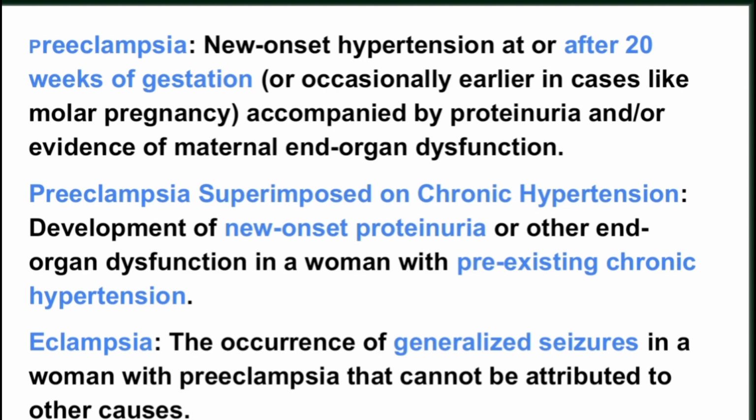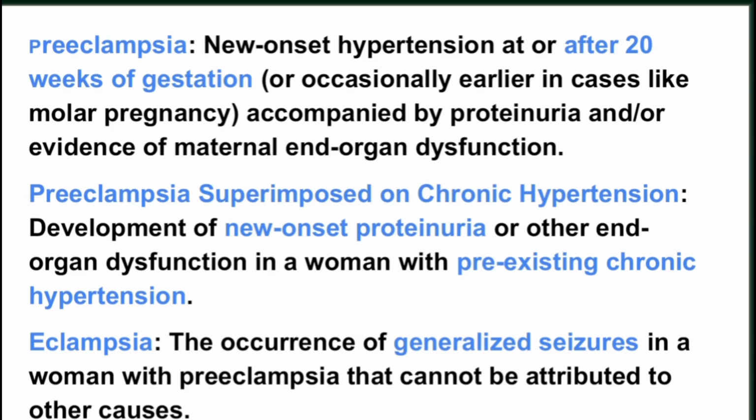Okay, so preeclampsia superimposed on chronic hypertension is just a situation whereby a woman was already taking BP medication or was being treated for hypertension even before the pregnancy, and she comes in and after 20 weeks she now develops preeclampsia, and she develops those signs of proteinuria and signs of maternal end organ dysfunction. So this now becomes preeclampsia superimposed on chronic hypertension. So there's a development of new onset proteinuria or other end organ dysfunction in a woman with pre-existing chronic hypertension.